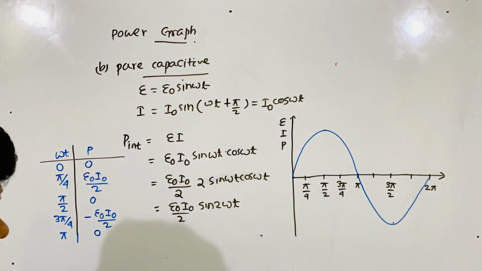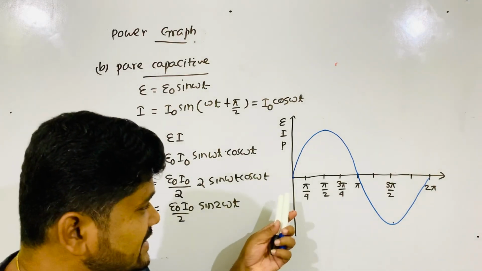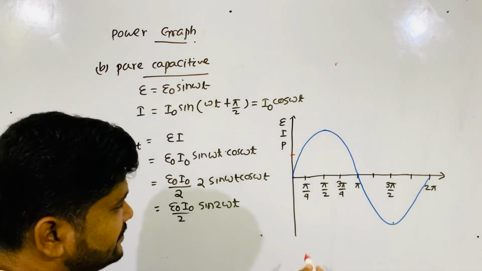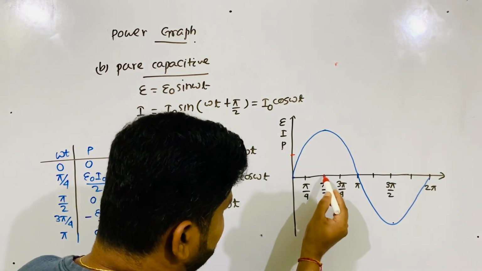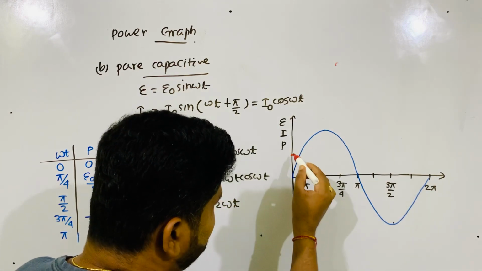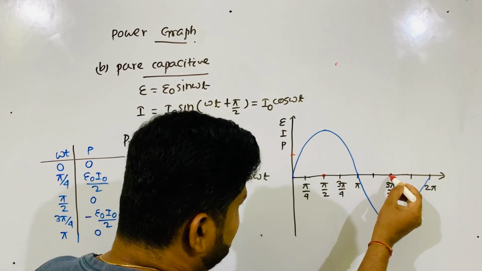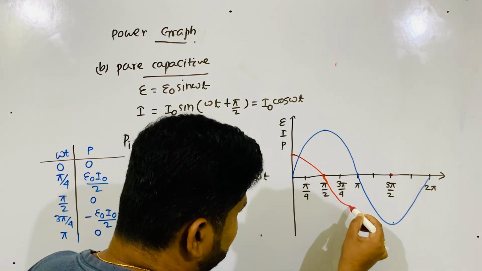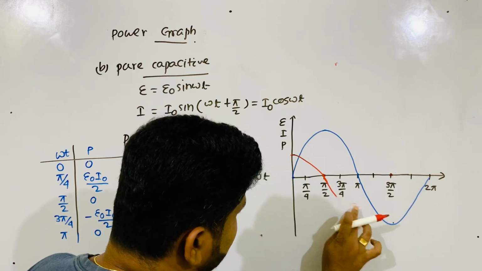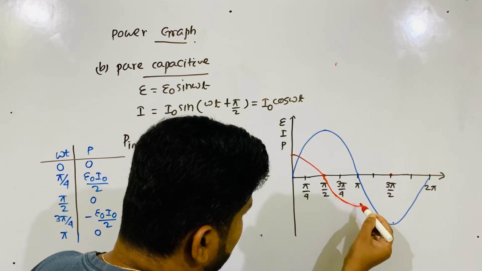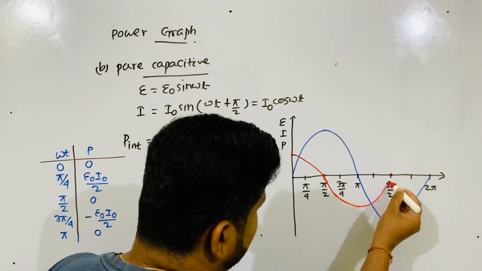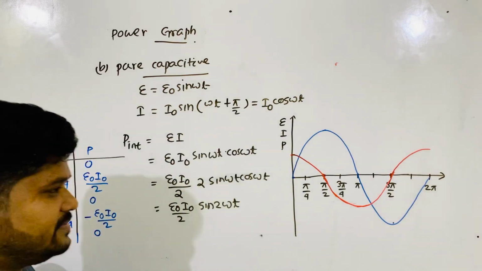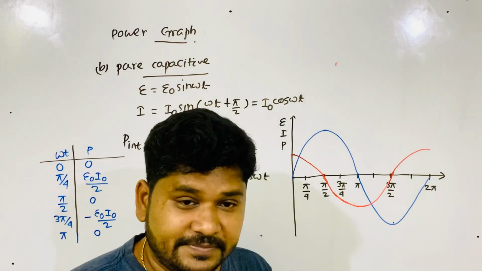So then current leads. Current leads means at 0 current will have some value. Current starts from here, and we know current passes through pi by 2, then 3 pi by 2. So now carefully you have to draw. Then at pi current will be maximum. At pi current will be maximum. Again 3 pi by 2. Then at 2 pi current will be again maximum. So this is the current graph.